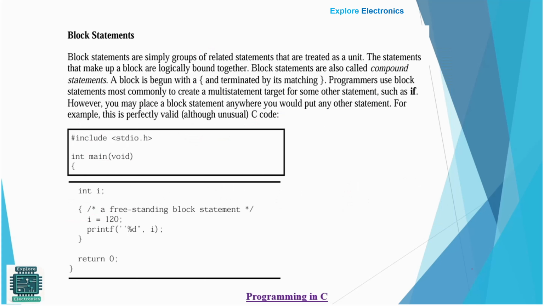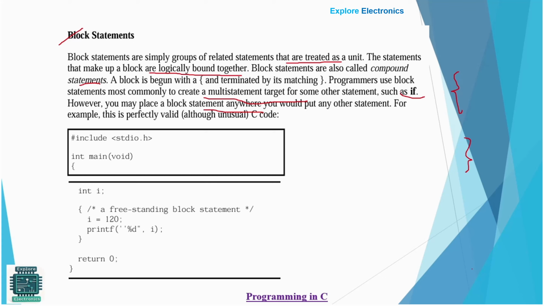That's it. And the last statement is block statements. Here it is treated as a unit. The statements that make up a block are logically bound together. Block statements are also called compound statements. A block is begun with an open flower brace and terminated by its matching closing brace. Programmers most commonly use a block statement to create a multi-statement target for some other statement, such as if. However, you may place a block statement anywhere you would put any other statement.